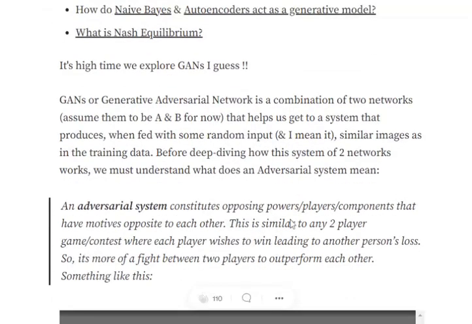So hi everyone, today we'll try to understand what GANs are. It is a very prominent name in the space of generative modeling, and you must have heard of the concept of deepfakes and many more things that are based on GANs. So basically, GANs stands for Generative Adversarial Network.